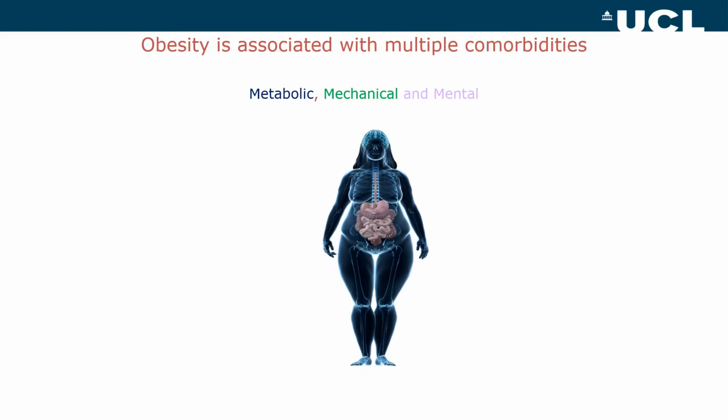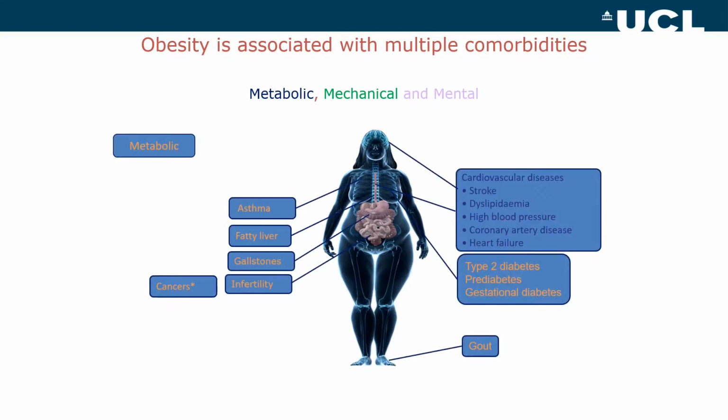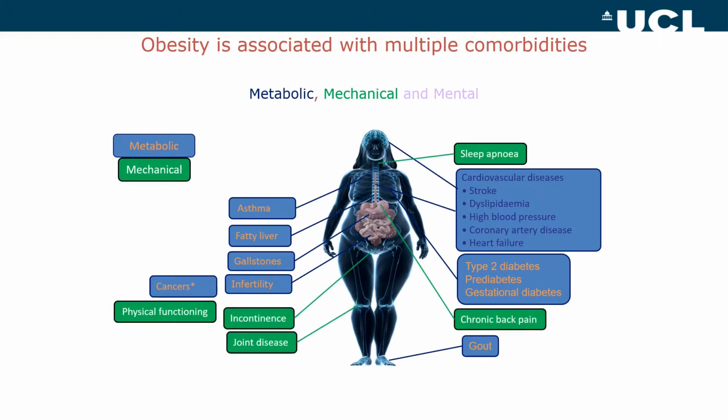It's also associated with multiple comorbidities, not just psychosocial, but also metabolic, such as type 2 diabetes, fatty liver disease, but also all of the mechanical issues around functionality and joint manifestations, as well as high blood pressure, dyslipidemia, leading to all of the issues around ischemic heart disease and coronary failure.